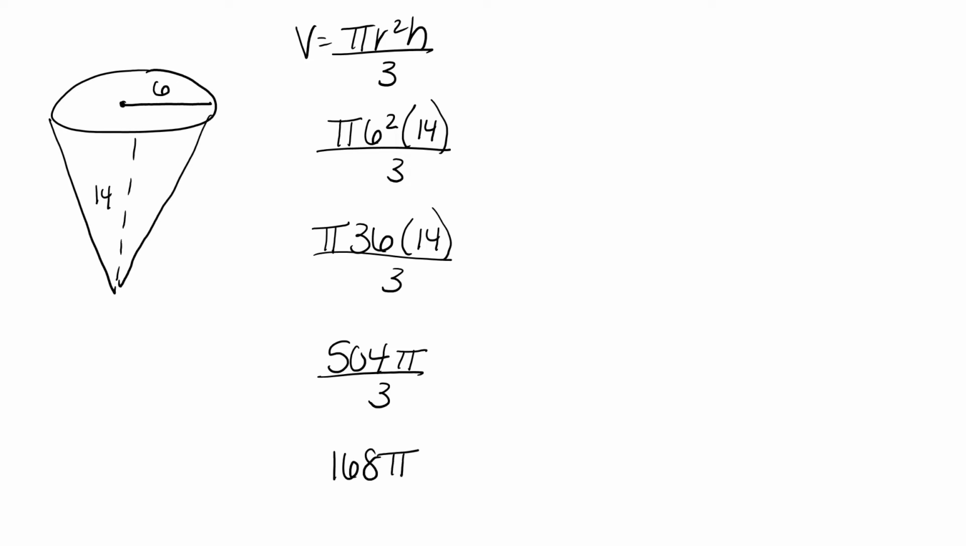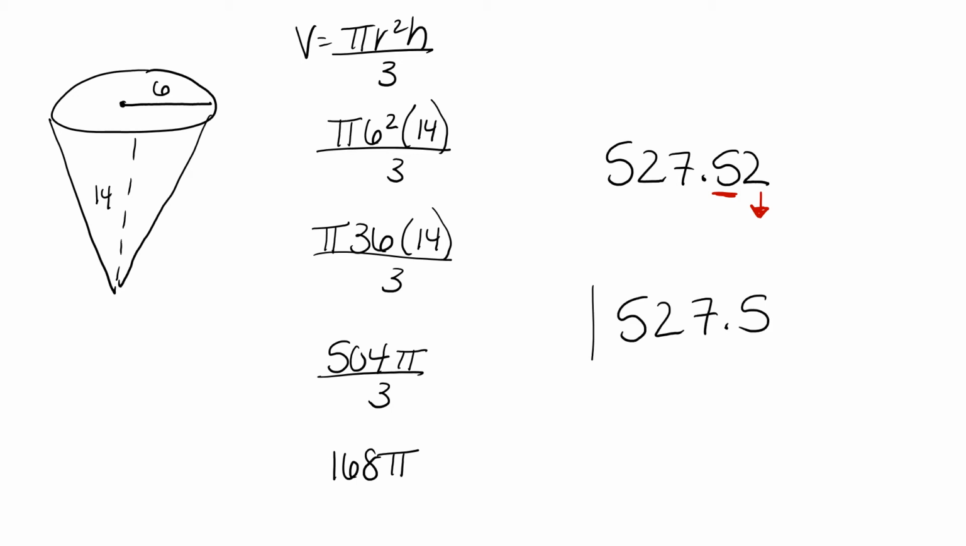And then we multiply by pi. Using the direction value of 3.14, we end up with 527.52. The directions also tell us to round to the nearest tenth. 5 is in the tenths place. The 2 has us rounding down. And so we end up with 527.5 as our final answer.